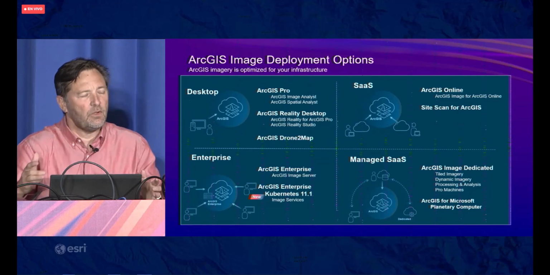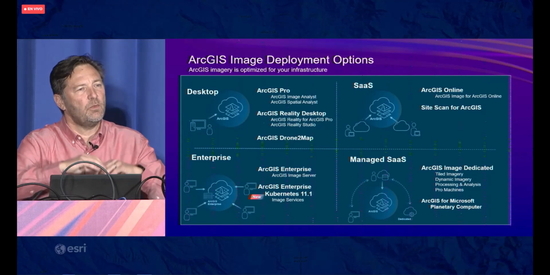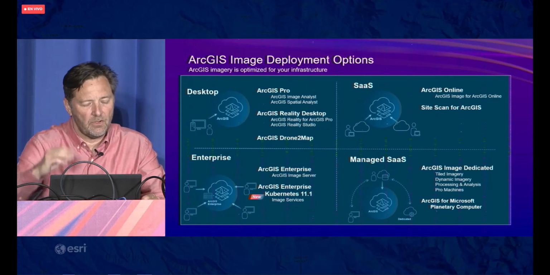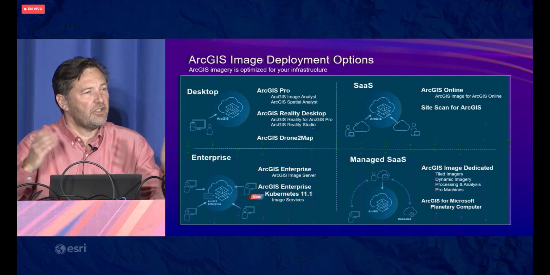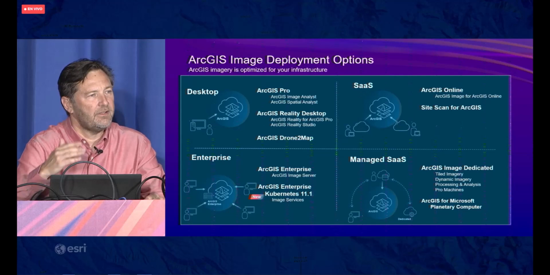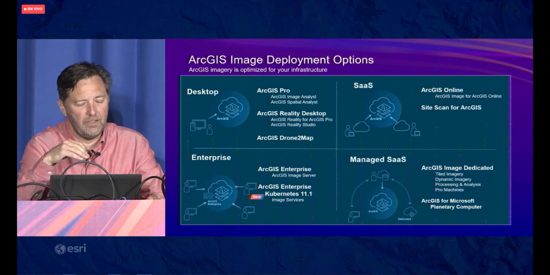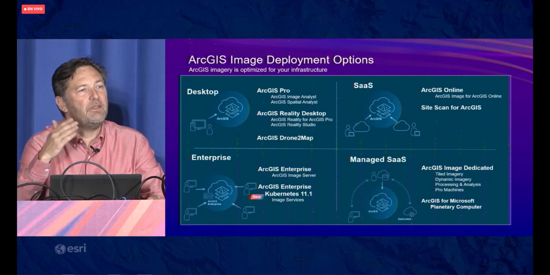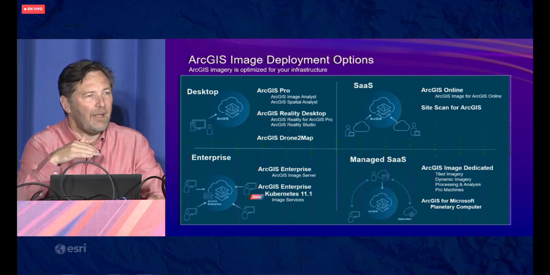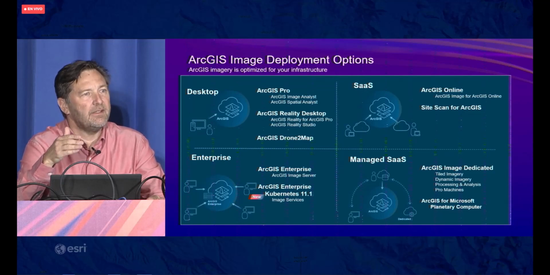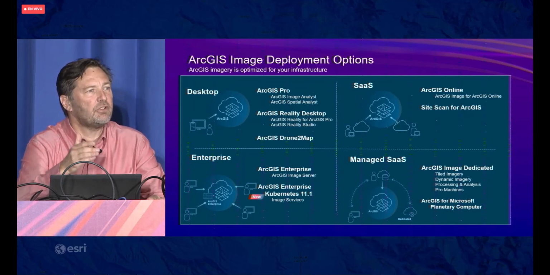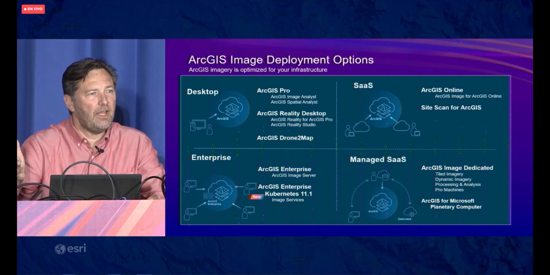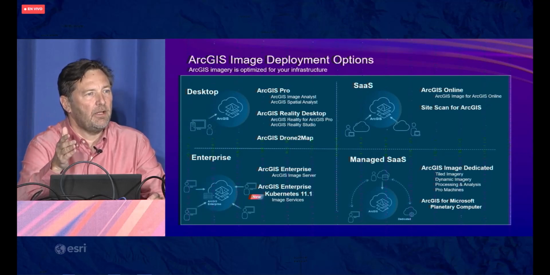ArcGIS Enterprise is really for organizations wanting to manage their own infrastructure within, let's say, an enterprise environment, which could be on-premises or in the cloud. An extension of ArcGIS Enterprise is Image Server, which has been there for many years. What is new at 11.1 is the ability for Kubernetes to actually run dynamic image services within Kubernetes. So it provides an additional scaling option for those organizations running ArcGIS Enterprise in Kubernetes. You can now add the image services capability to Kubernetes.